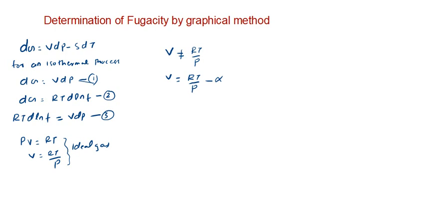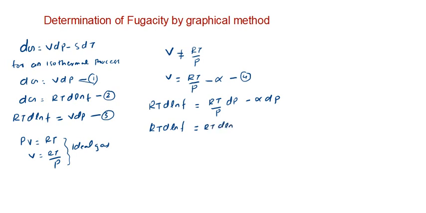Now this is equation number 4, and we have to substitute the value of V from equation 4 in equation 3. So we can write RT d ln f = (RT/P) dP - alpha dP. Or we can write RT d ln f = RT d ln P - alpha dP.